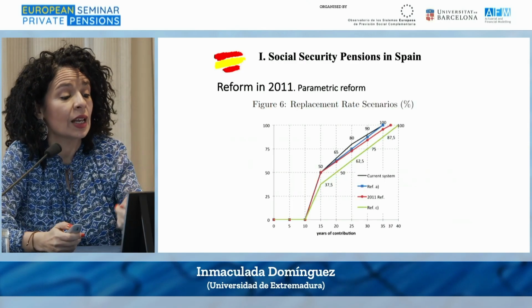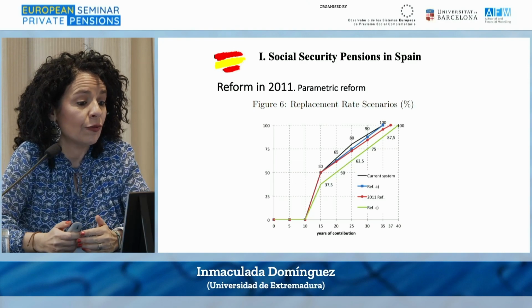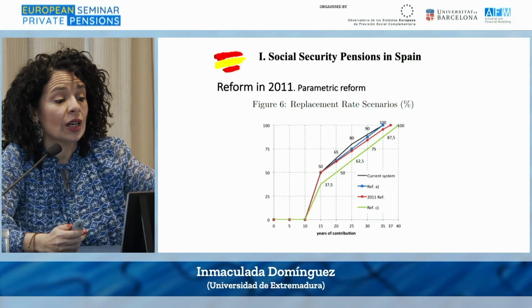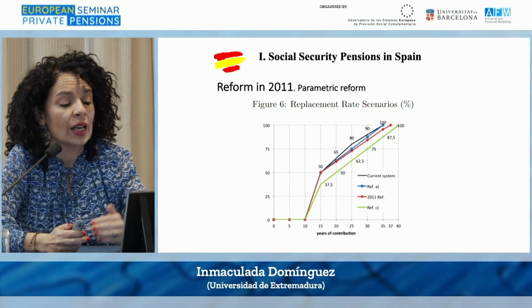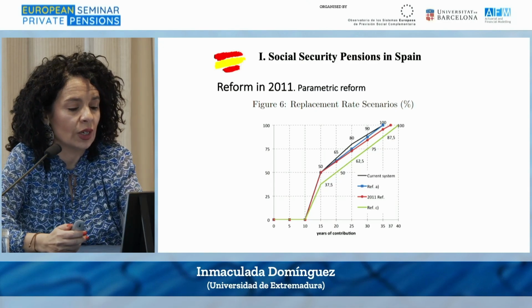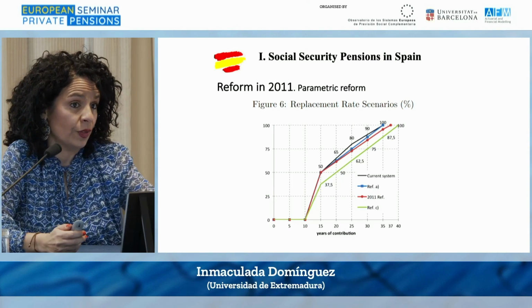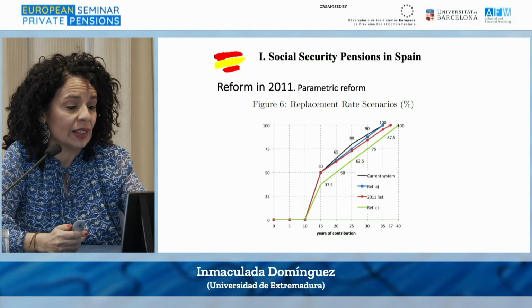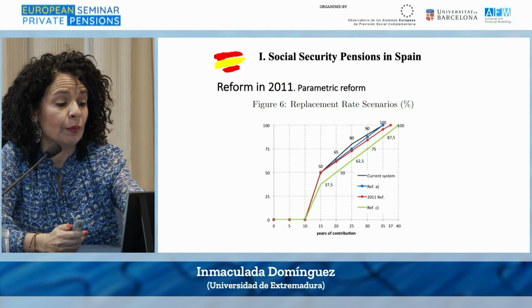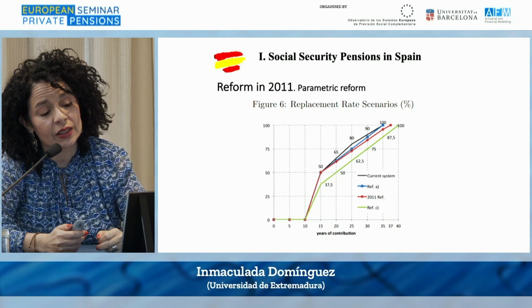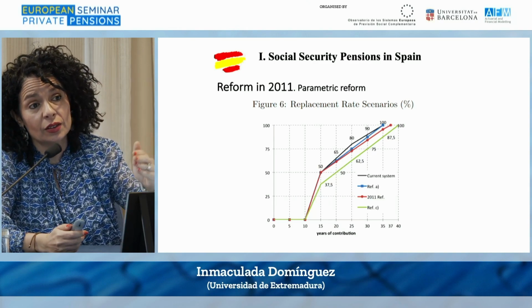But after, the logical effect of this reform is to decrease the pension and decrease the replacement rate. Here you can see different possibilities, different scenarios of the behavior of the parameter, but at the end, in all of them, you can see in black the current system before the reform, and in another representation, you can see the effect of the reform.